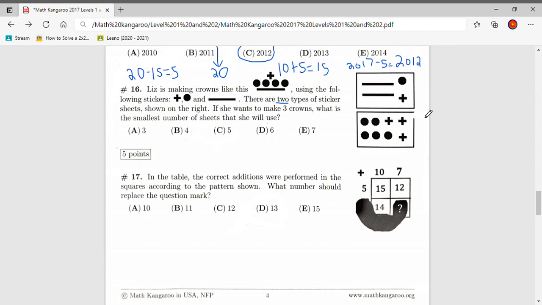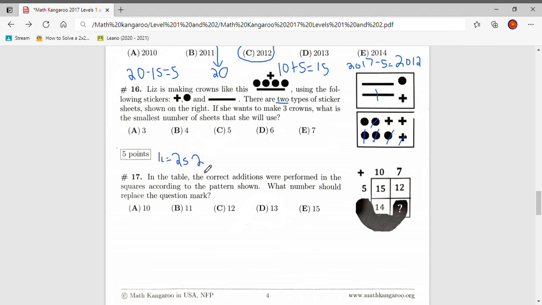So, for the first crown, 4 circles, 1 plus, and 1 line. So 2 sheets already used. So 1 crown equals 2 sheets.